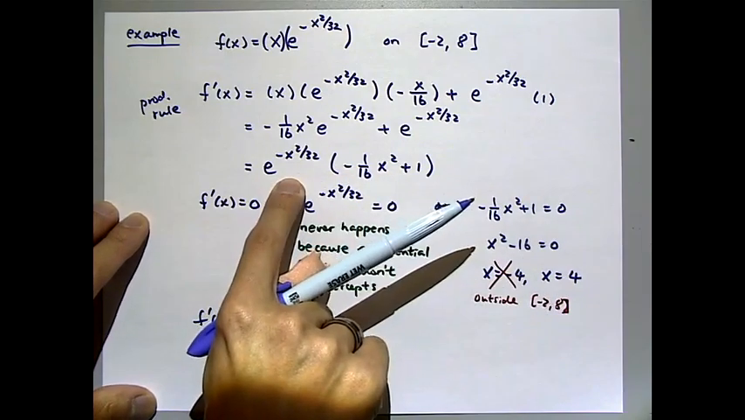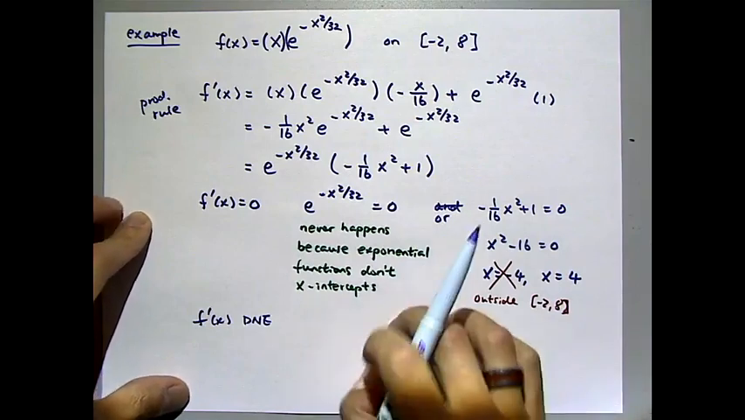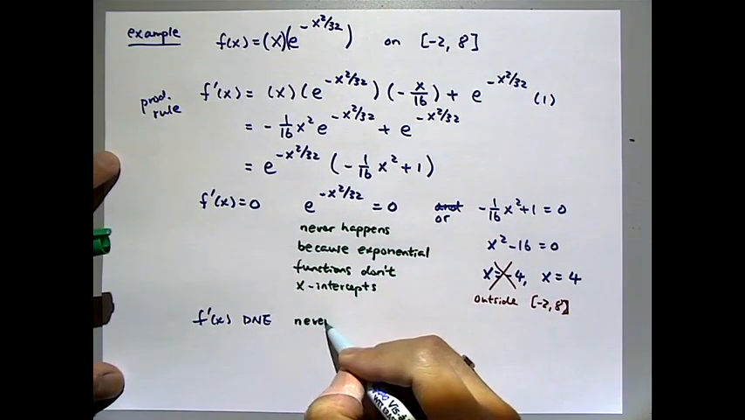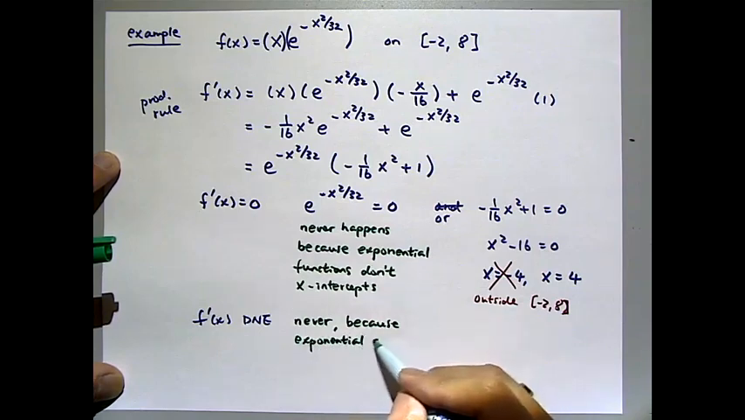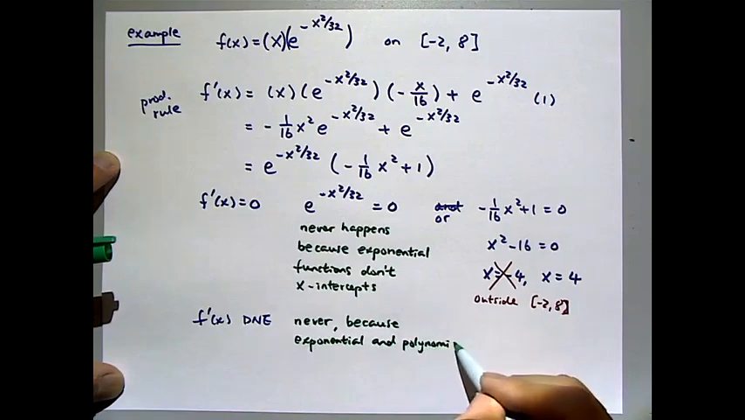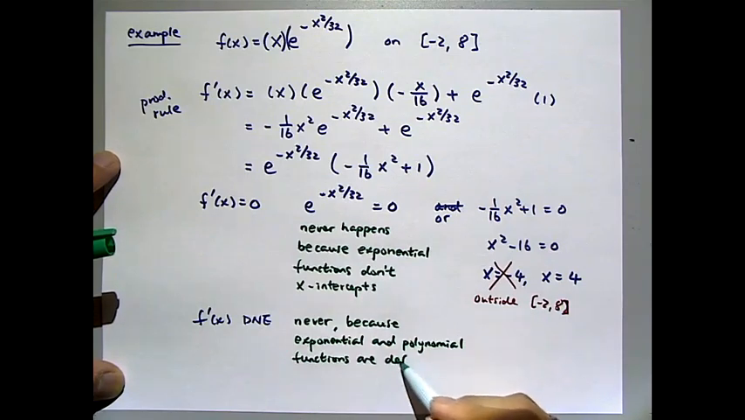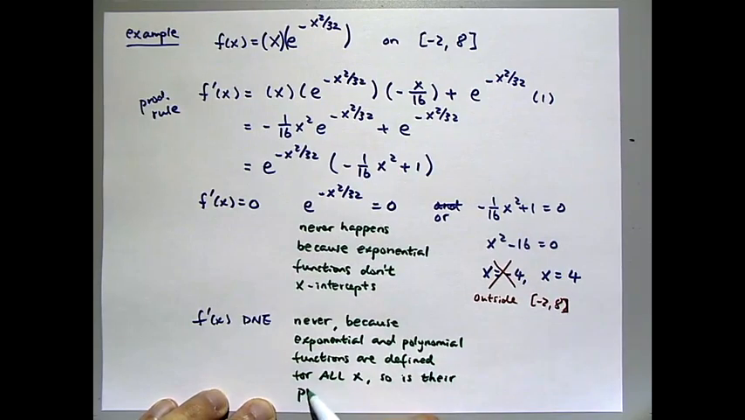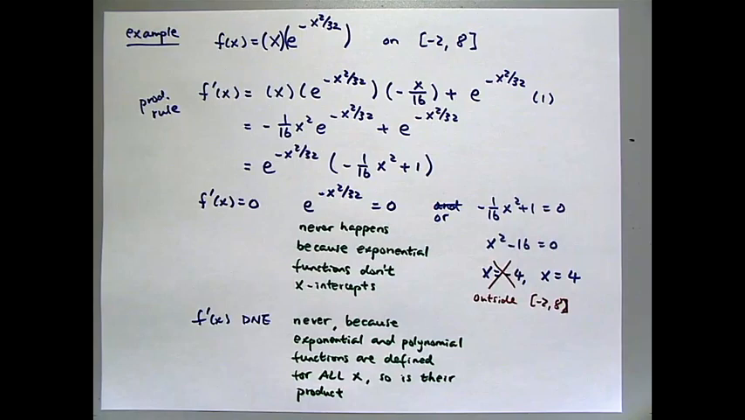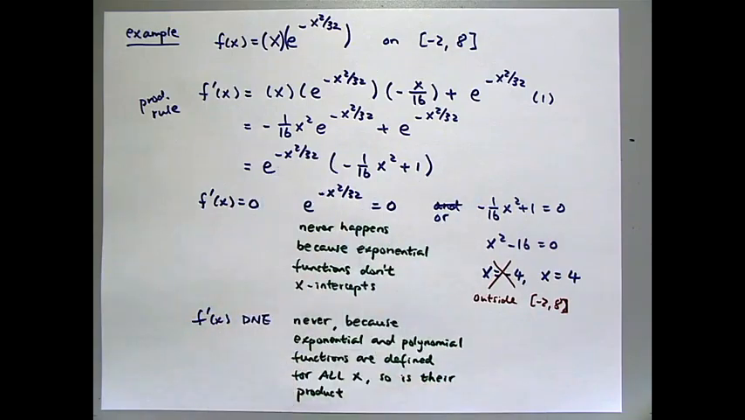Exponential. Both of these are defined for all values of x. So the product of those two things will also be defined for all values of x. I'll write that down. Never. Because exponential and polynomial functions are defined for all x, right? All real numbers of x. If they're both defined for any value of x, their product is also going to be defined for all values of x. That thing is never undefined. The product of those two will never be undefined.